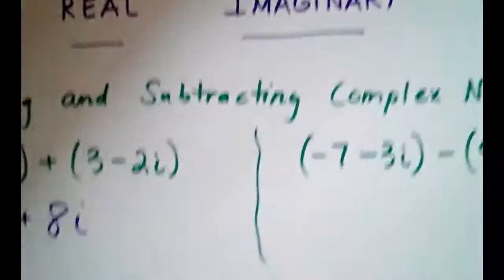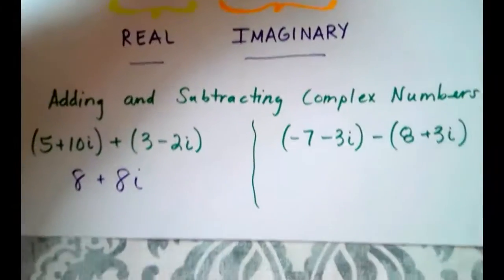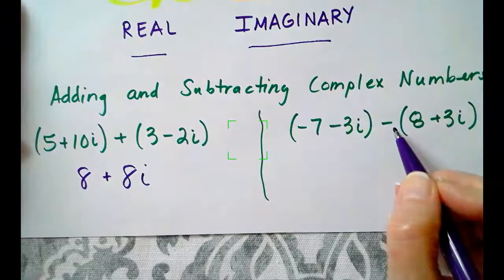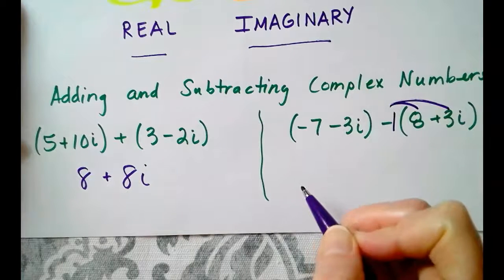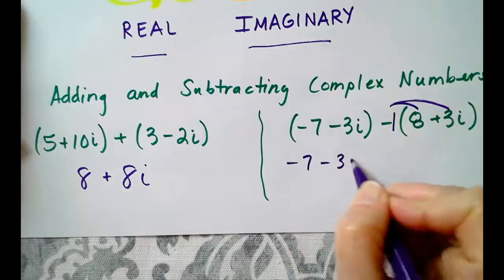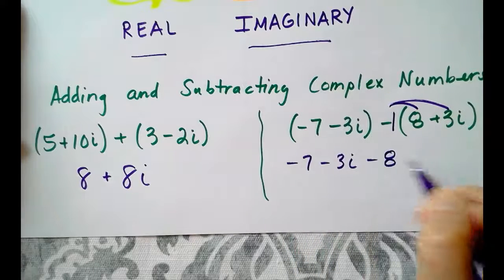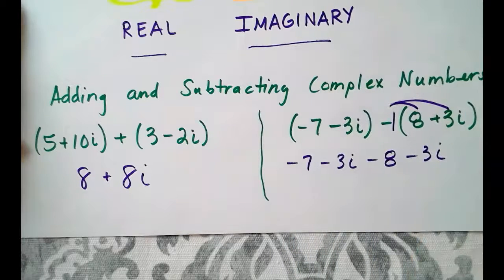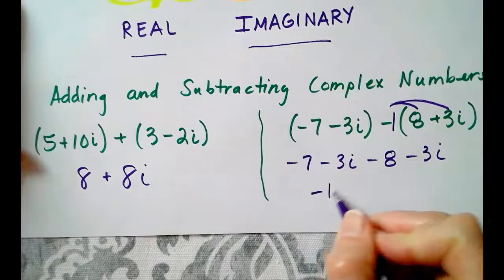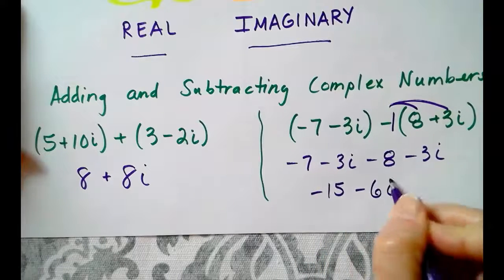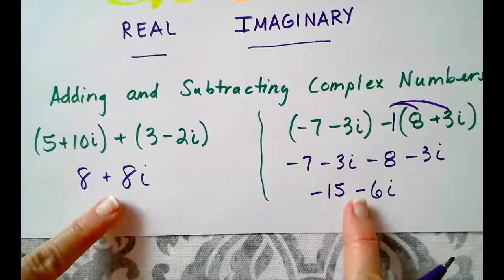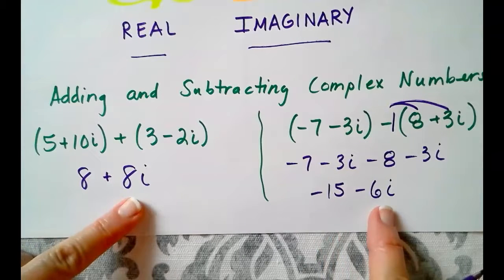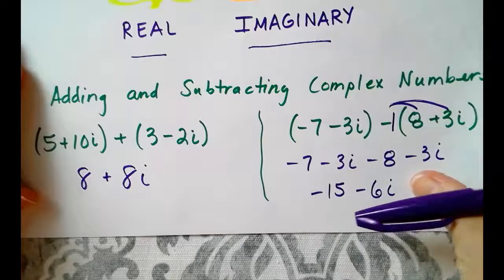So back to adding and subtracting complex numbers at the bottom. Remember, if we have a minus sign that directly precedes parentheses, we've got to distribute the negative 1. So negative 7 minus 3i minus 8 minus 3i is going to give us negative 15 minus 6i. Just a reminder that they all come in the form a plus bi, and that is the standard form of a complex number.